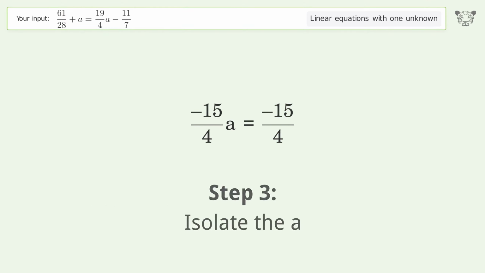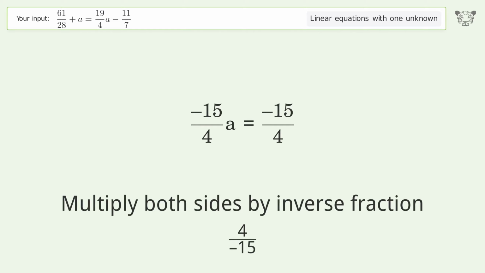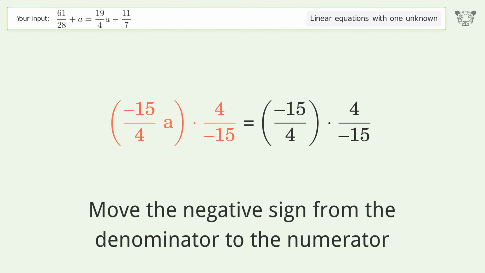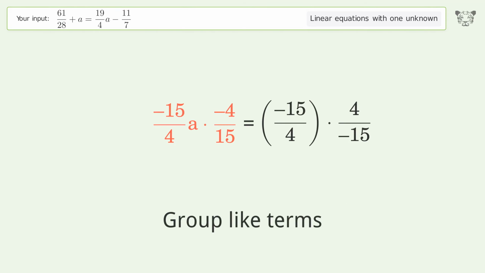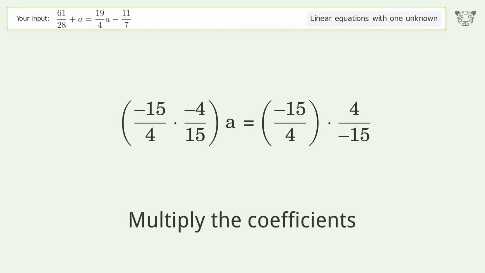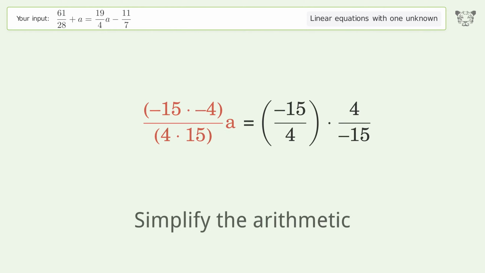Isolate the a. Multiply both sides by inverse fraction 4 over negative 15. Move the negative sign from the denominator to the numerator. Group like terms. Multiply the coefficients. Simplify the arithmetic.